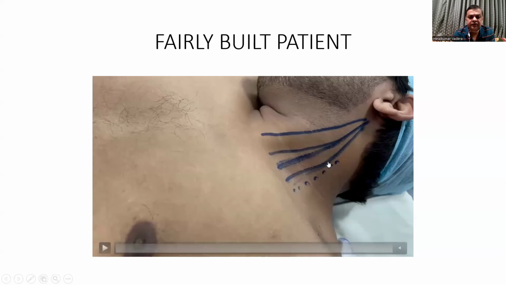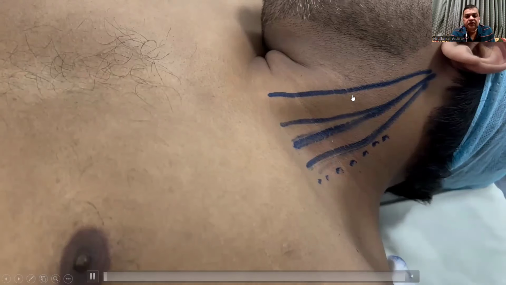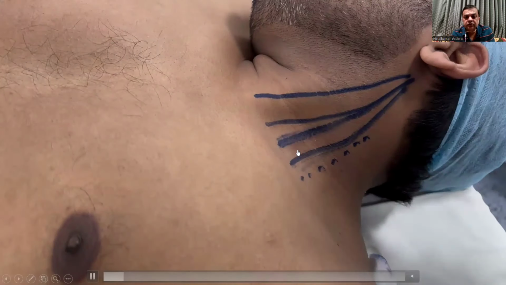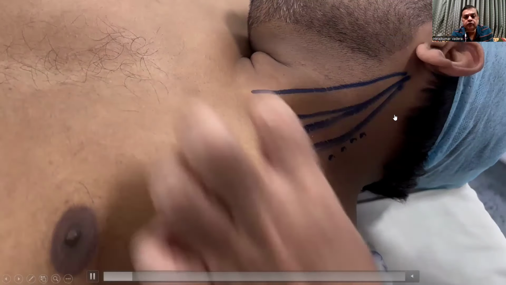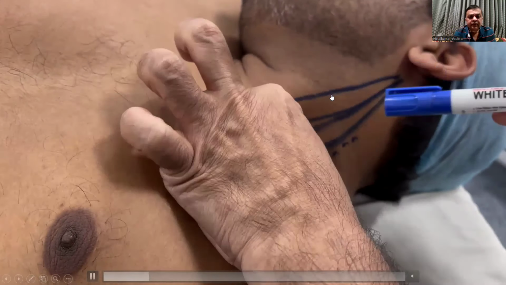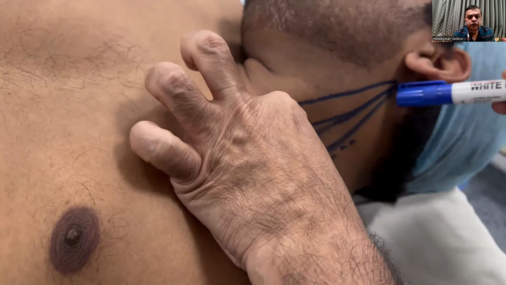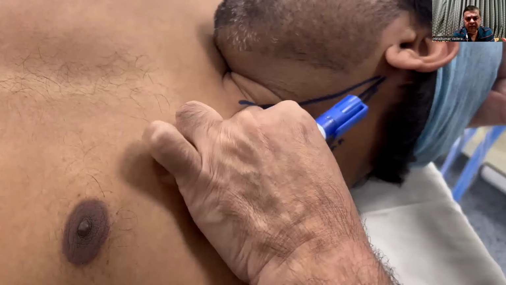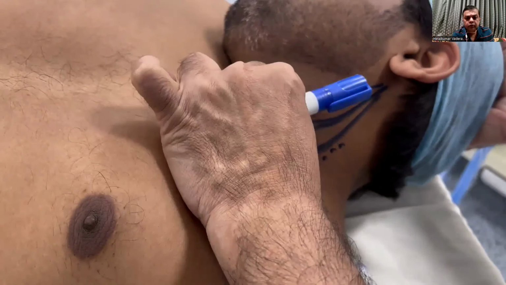But this is a fairly built patient. This is basically a volunteer where I mark the things. So here you can see this is the sternal head of the sternocleidomastoid. This is the clavicular head of the sternocleidomastoid. The sternal head is easy to palpate, but for clavicular head, we should ask the patient to lift the head. You will see how lifting head will help. So now you can palpate both.